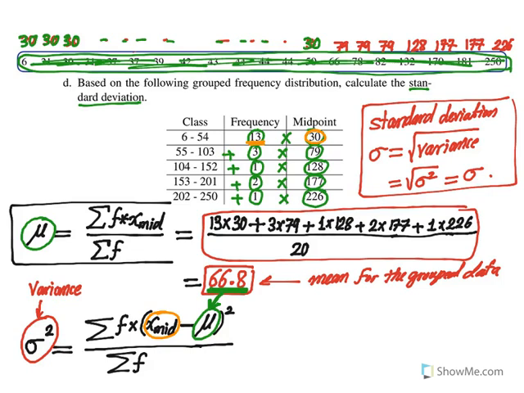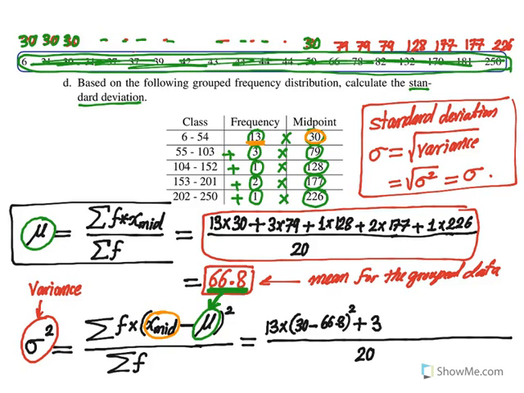Okay? So I will do the first few of them. This will be the sum. The sum of the frequencies, as you know, is 20. We have 20. And then this will be 13, the frequency, times the first midpoint, 30, minus the mean that we got, which is 66.8, squared, plus 3, which is the second frequency, times the midpoint.